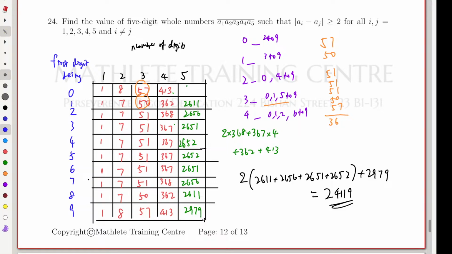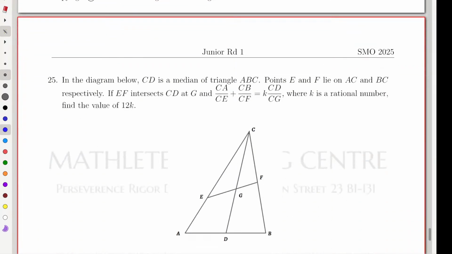So yeah. Okay, anyway. Question number 25.